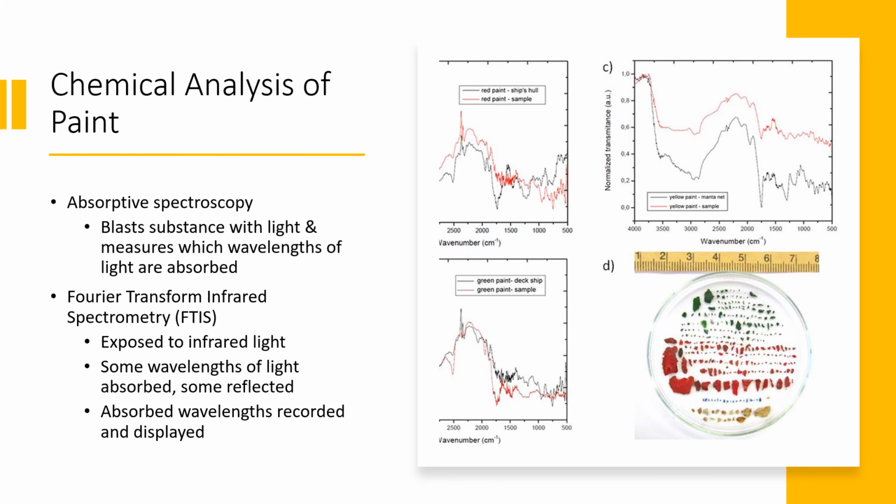A different type of technology, Fourier transform infrared spectrometry, is where you take that paint sample, or whatever colored thing you're looking at, and you expose it to infrared light. This isn't visible light, but it still acts the same way. Some of it's going to be absorbed and some of it's going to be reflected. The absorbed wavelengths will warm up that surface, and you can characterize those wavelengths and display those on a similar looking graph.